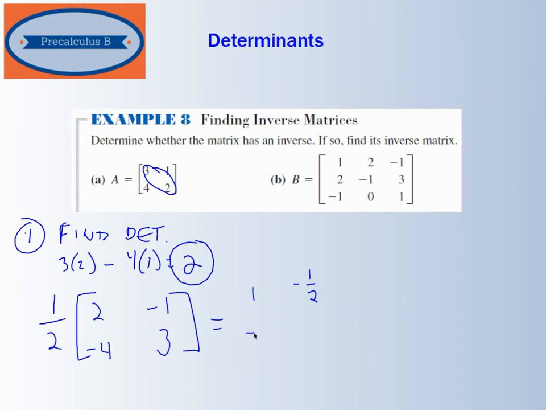Negative 4 over 2 is just negative 2. And then 3 over 2. And this would be our inverse. If I wanted to prove that this is an inverse, I would then go through and multiply them and see, do I get the identity?